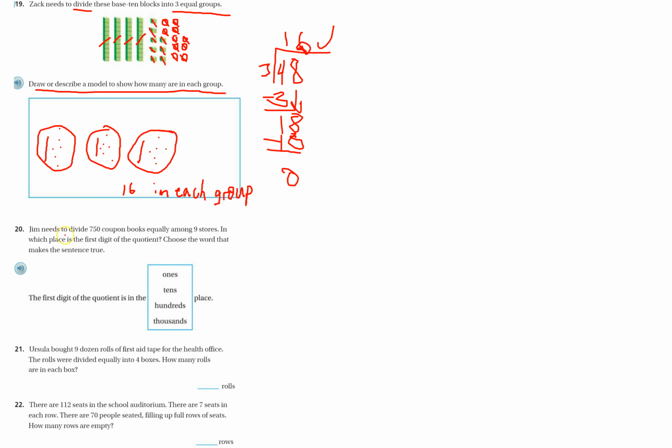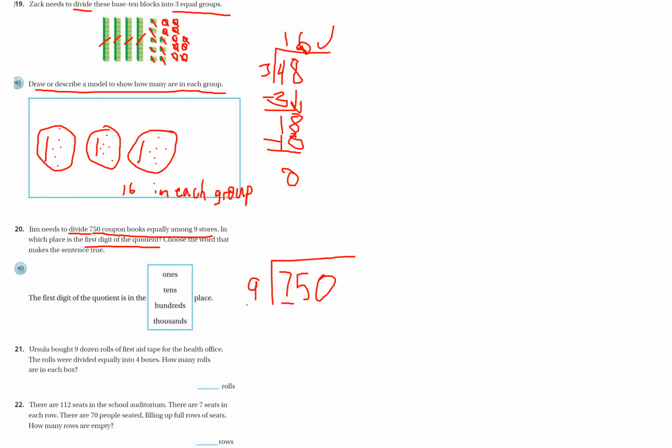All right, number 20. Jim needs to divide 750 coupon books equally among 9 stores. In which place value is the first digit of the quotient? Okay, well, let's just do the problem. Do the math. Don't shy away from the work. So 750 divided by 9.